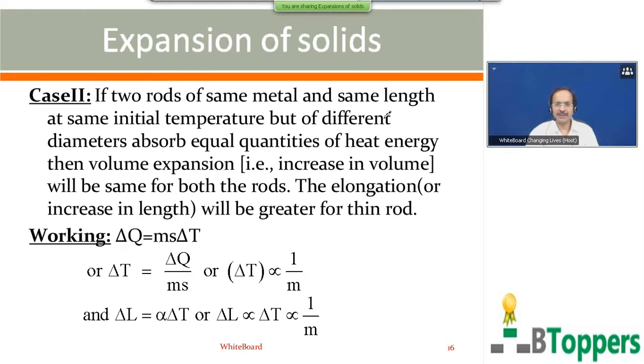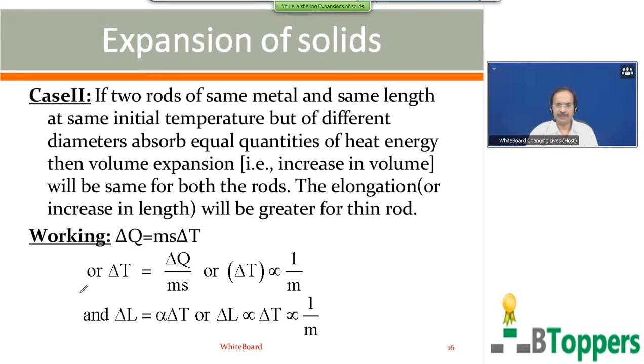Two rods of the same metal and same length at the same initial temperature but of different diameters absorb equal quantities of heat energy. Then the volume expansion, that is the increase in volume, will be the same for both the rods. The elongation, or increase in length, will be greater for the thin rod.